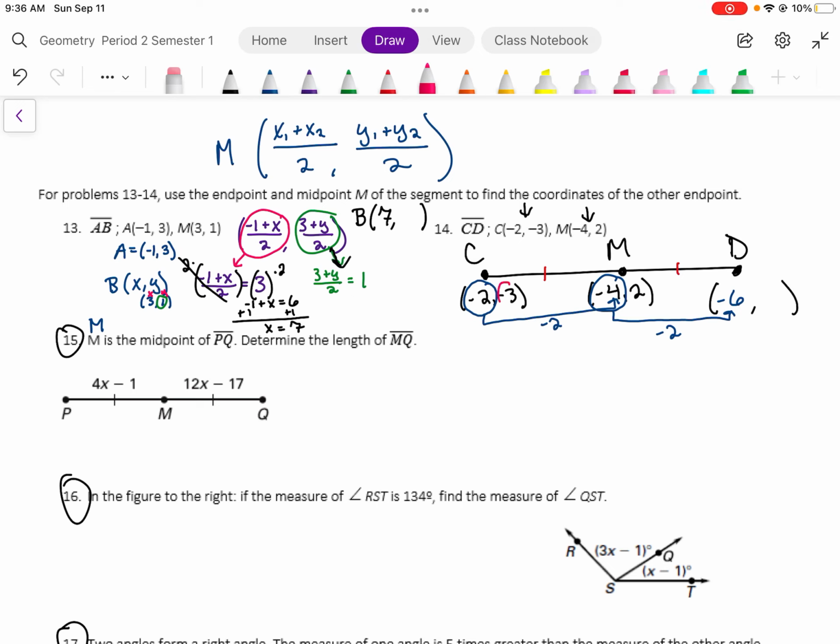Then we can look at our y values. We're at -3. To get over to the midpoint, we go up to 2. So that would be like adding 5. -3 plus 5 is 2. So then to get to our other endpoint, because this is the same distance, we can add 5 again to get our second coordinate point. And the missing coordinate point that we are looking for is -6, 7. Both of these methods will get you to the correct answer. Whichever one you prefer, you can use.